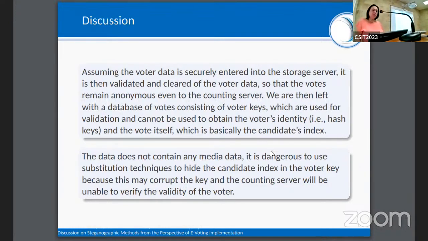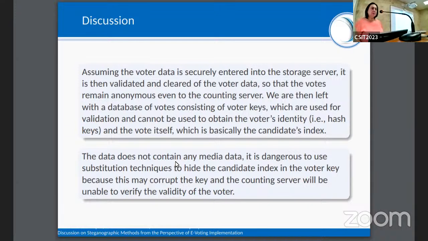What is going on in e-voting systems? Assuming the voter data is securely entered into the storage server, it is then validated and cleared of the voter data so that the votes remain anonymous even to the counting server. We are then left with a database of votes consisting of voter keys, which are used for validation and cannot be used to obtain the voter's identity, and then the vote itself, which is basically the candidate's index.